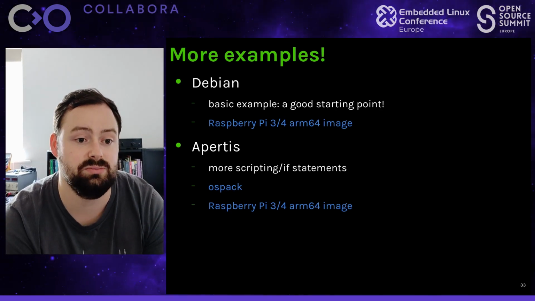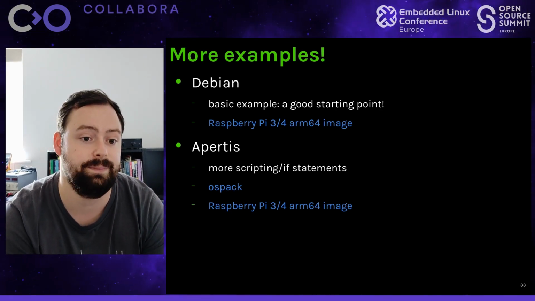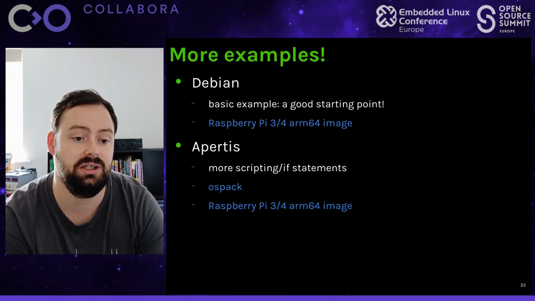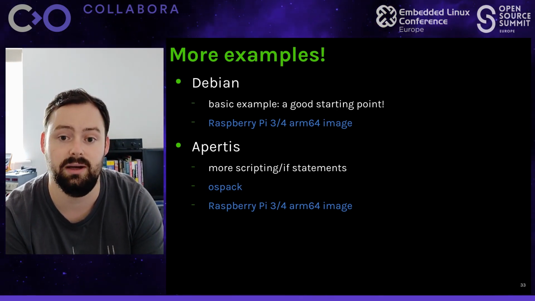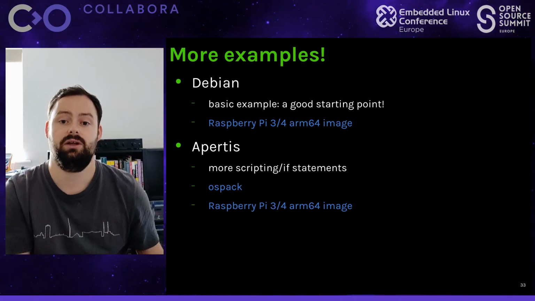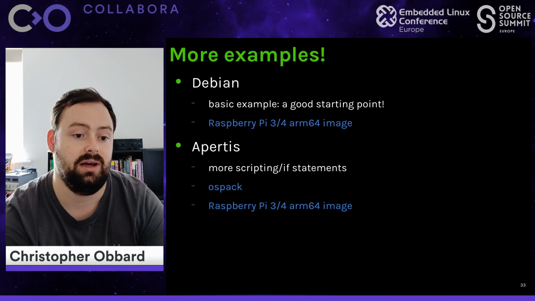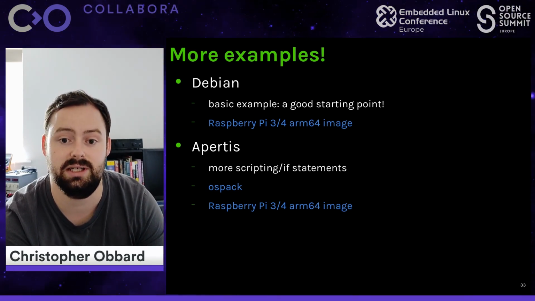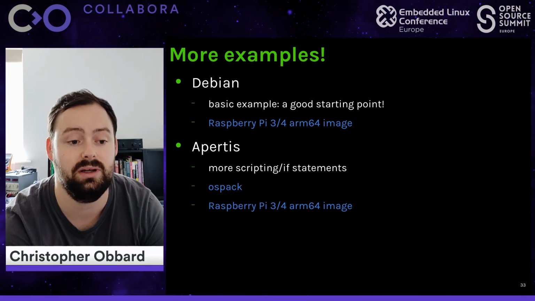So some more examples, more fully featured examples. There's a basic Raspberry Pi 3 or 4 image, which is a good starting point. It's basically one file and some scripts which create an image for your Raspberry Pi. Most people have got Raspberry Pis, so if you're interested in making a Raspberry Pi image that's completely custom, I would look to this example.